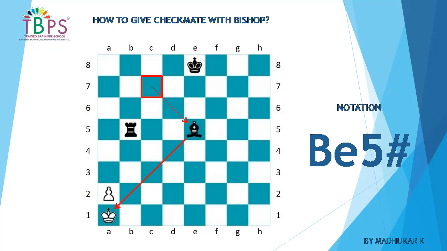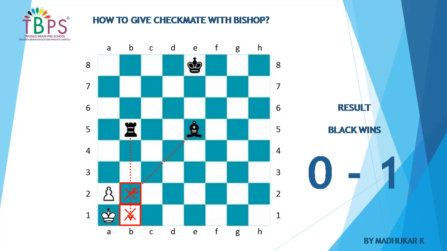For checkmate, we have to add the hash symbol to the notation. So, the notation we have to write is Be5#. Here also, black wins and white loses. When black wins, the result will be shown as 0-1.